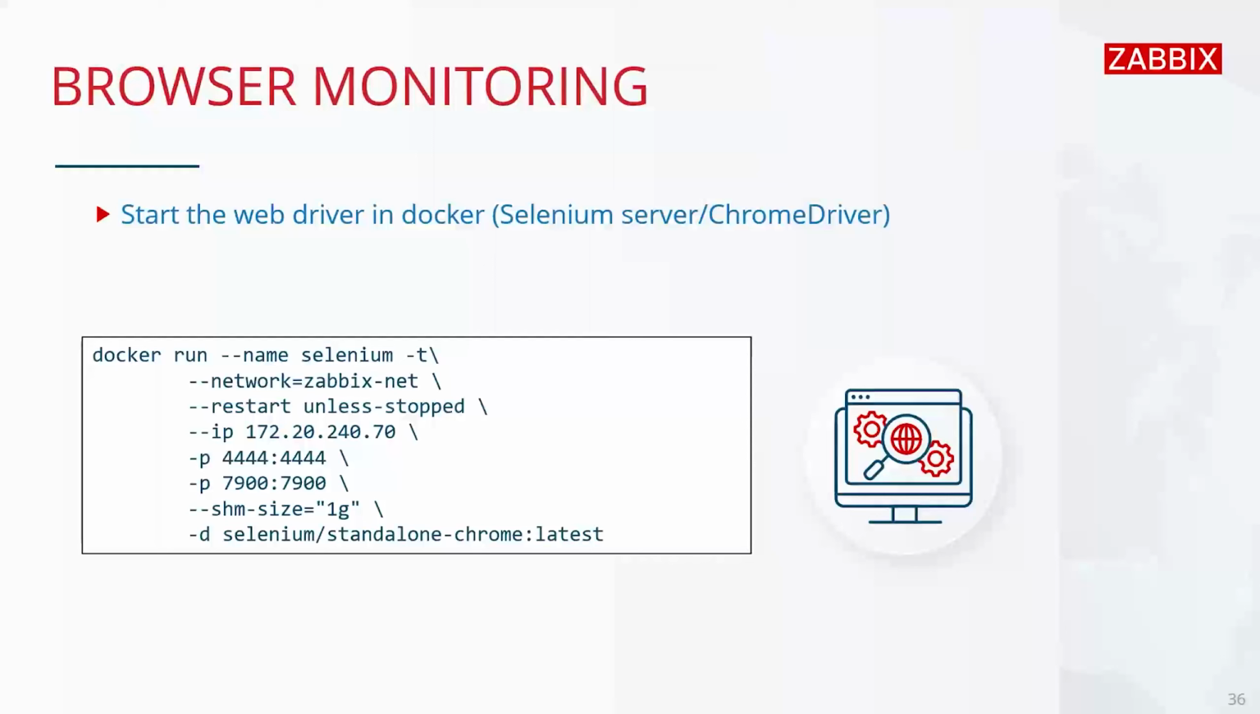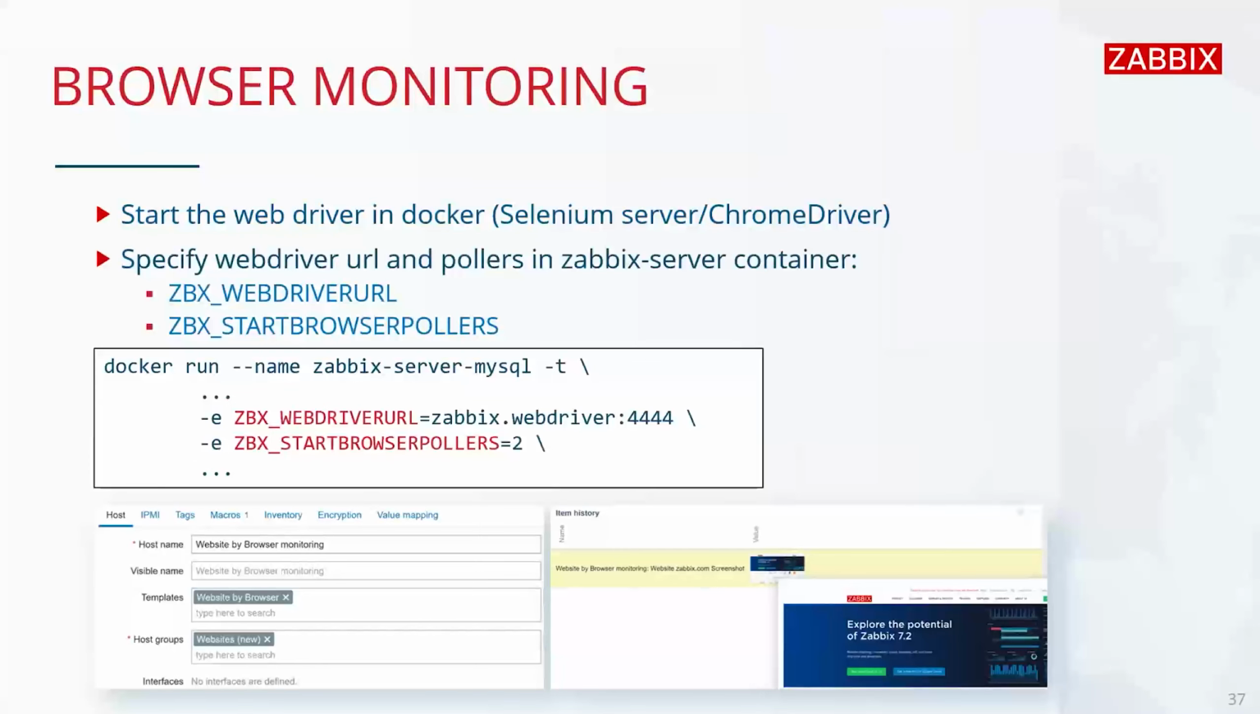You can now make browser monitoring more easily. So you will need to start a WebDriver in a container. So here we have some example. And we will also have to add 2 additional parameters in our Zabbix server container configuration. So we will have to add 2 additional environment variables, such as the Zabbix WebDriver URL, and we also have to start browser pollers. How many we write there depends on how many simultaneous browser checks you need.